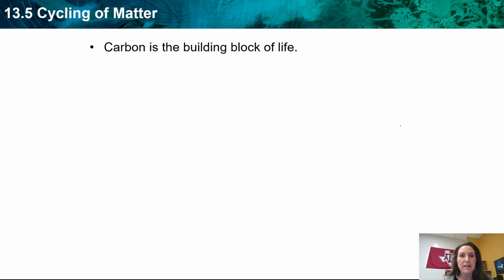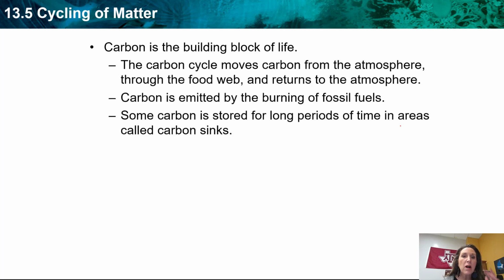Carbon, this is a little more complicated. This is the building block of life. We know carbon moves from the atmosphere through the food web and then returns to the atmosphere. This is a human impact right here. We're going to talk more about human impacts later, but this is a human impact. When we burn fossil fuels, because coal is basically just carbon, okay? So when we burn the coal, the oil, the gas, all of that releases carbon into the atmosphere, okay? So some carbon is stored for a long period of time, like coal is stored carbon. That's been there a long time. And we call those carbon sinks.